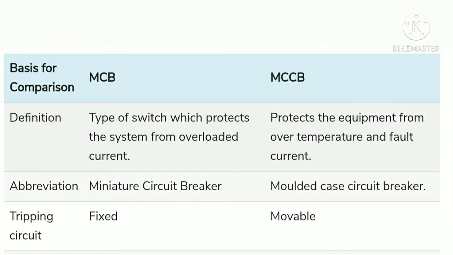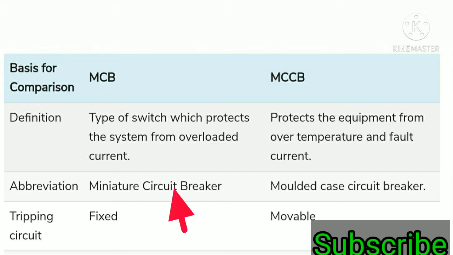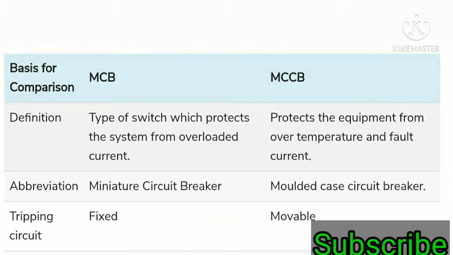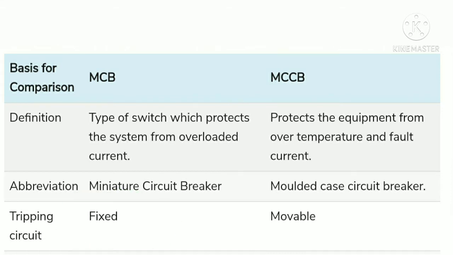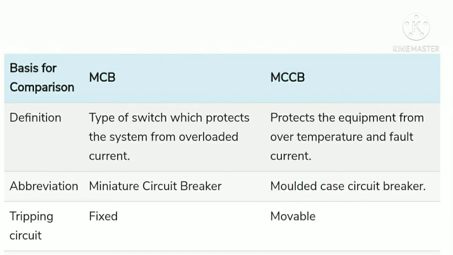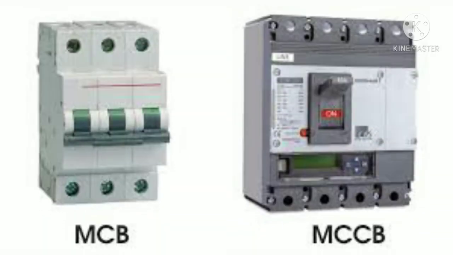So the full form of MCB is miniature circuit breaker and the MCCB is molded case circuit breaker. The tripping circuit of the MCB is fixed, but for the MCCB it is movable. We can move the tripping circuit. So those are the basic three differences between MCB and MCB.